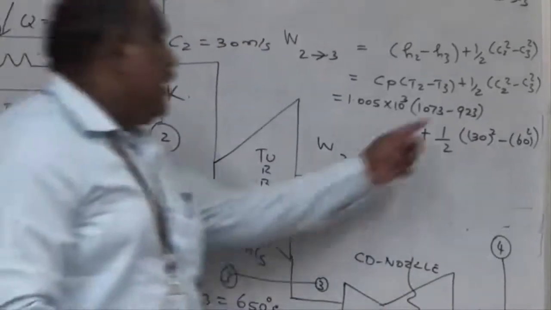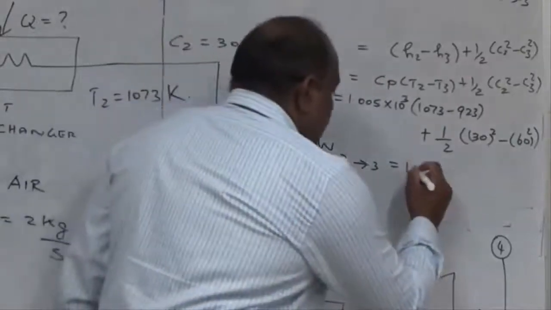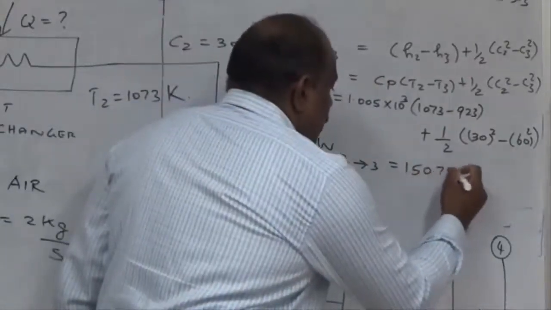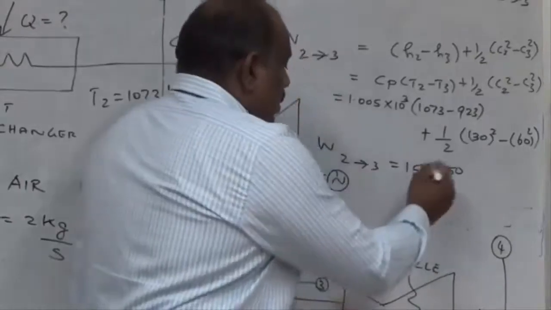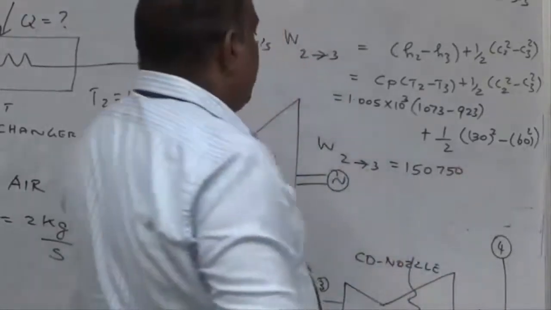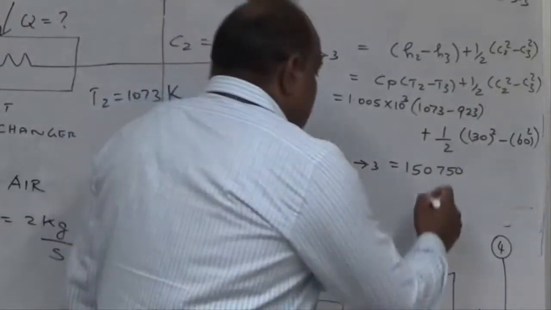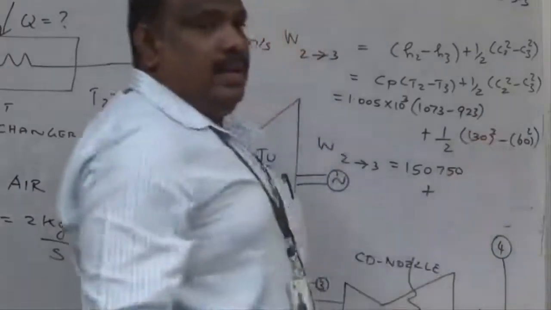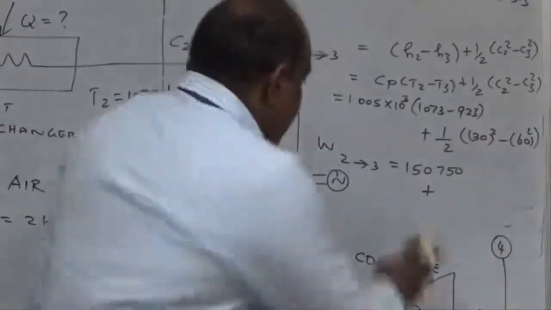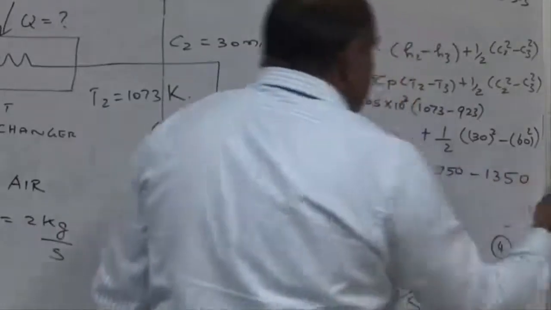First tell me this value alone. 150750. You multiply with 10 power 3 also, otherwise you get a value of 150 into 10 power 3; nothing wrong in it. Plus, what about this value? Minus 1350. Now subtract this value.